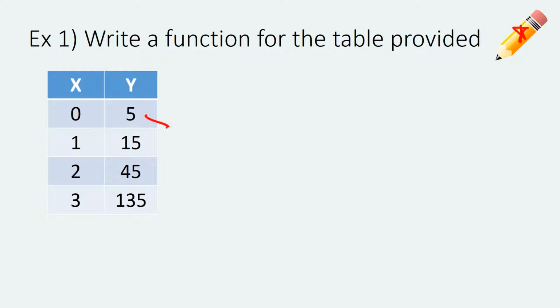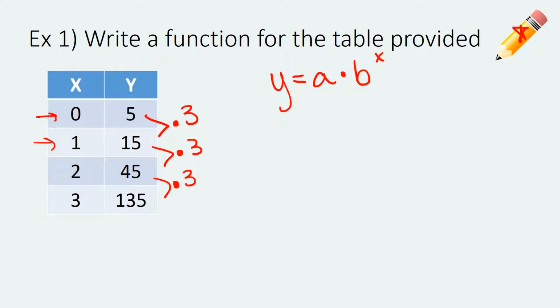In my y column, how I'm getting from 5 to 15 is I'm multiplying by 3. And 15 to 45, I'm still multiplying by 3. And from 45 to 135, I'm still multiplying by that constant value of 3. So I know that my function has to look like this: y equals some number times some number raised to the x power. So I have to figure out what a and b are for this table, okay? Well, if I'm multiplying by 3 every single time, each time I put in an input, my value is getting tripled.